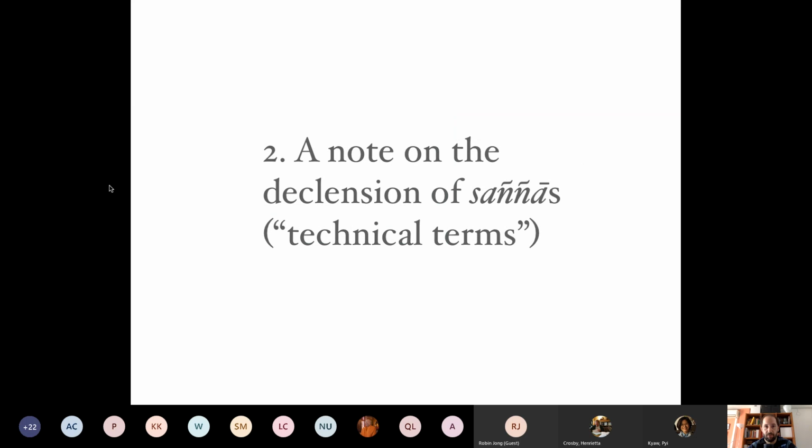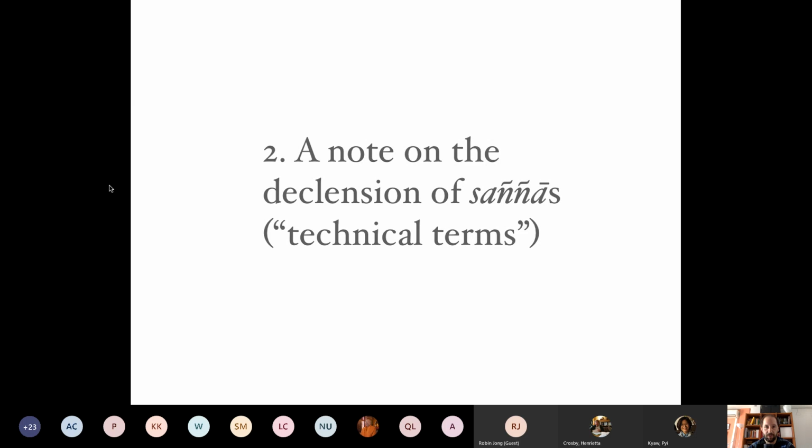But before we see that, it is important to give a short note on the declension of sanyas, technical terms. That is to say, how these technical terms that are artificial are used within the grammar as if they were normal words. And of course, in the normal Pali language, you can decline any word. When it is a subject, it's in the nominative. When it's an object, it's in the accusative. So similarly, these technical terms are not dead, so to say, are not frozen. They are used as any other word and they are declined.